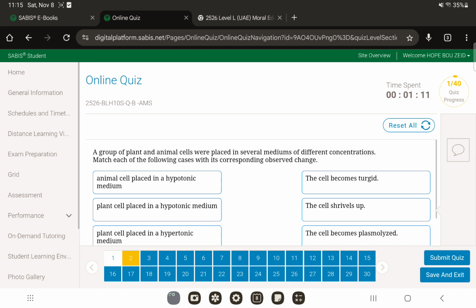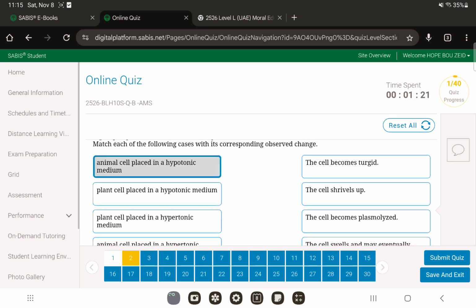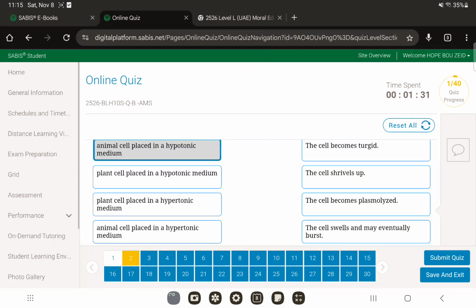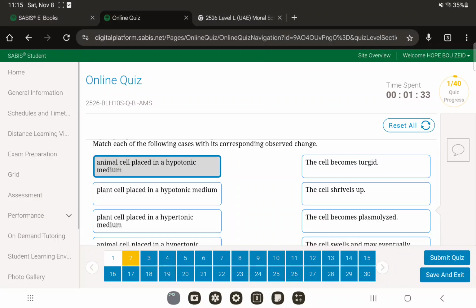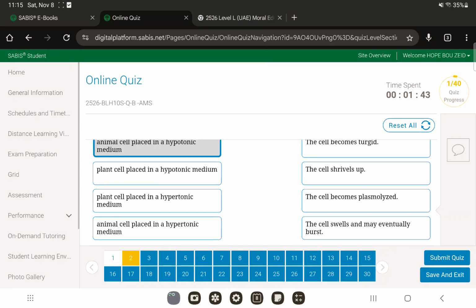A group of plant and animal cells were placed in several mediums of different concentrations. Match each of the following cases with its corresponding observed change. Animal cell placed in a hypotonic. So hypotonic means that there's more water than solute, and hypertonic means there's more solute than water. And when an animal cell is placed in a medium that is mostly water, so a hypotonic medium, it absorbs the water, making it swell and eventually burst.